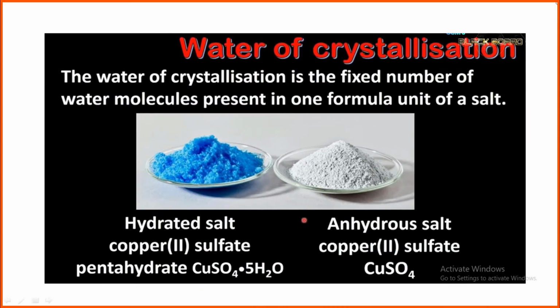The water of crystallization is the fixed number of water molecules present in one formula unit of a salt. For example, take the hydrated salt copper sulfate pentahydrate, CuSO4·5H2O. There are 5 water molecules in copper sulfate. When it is heated, we get white colored copper sulfate, which is called anhydrous copper sulfate, CuSO4.